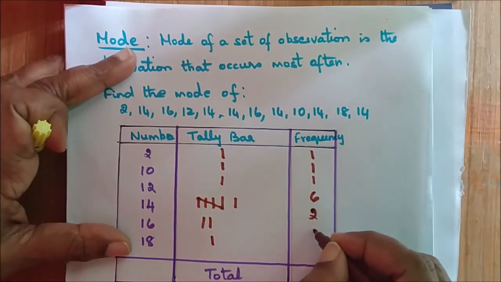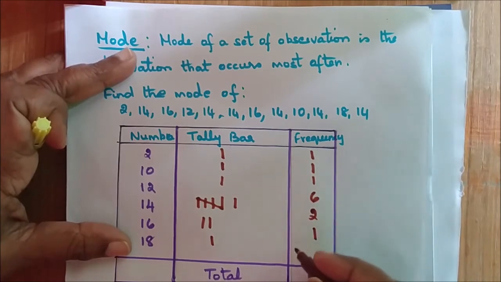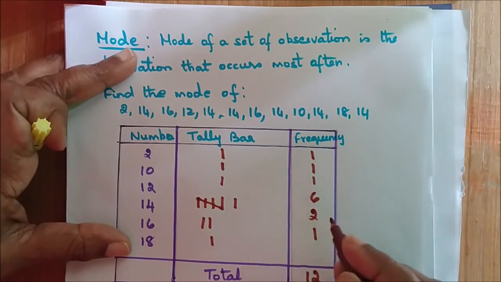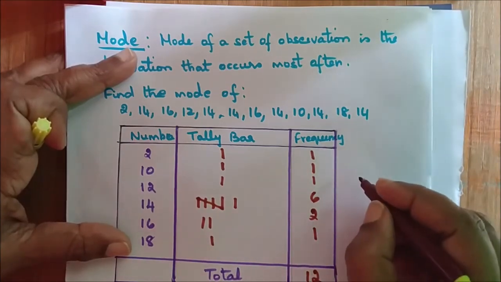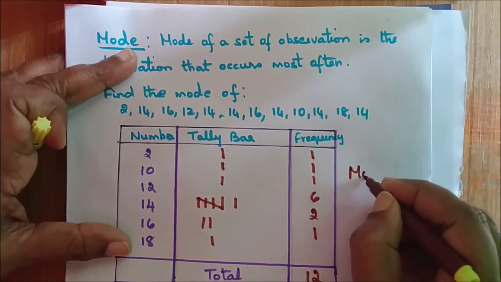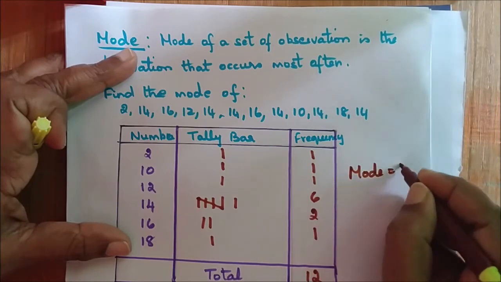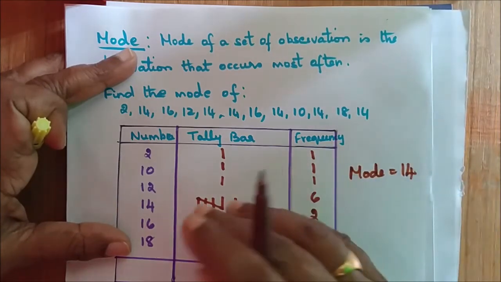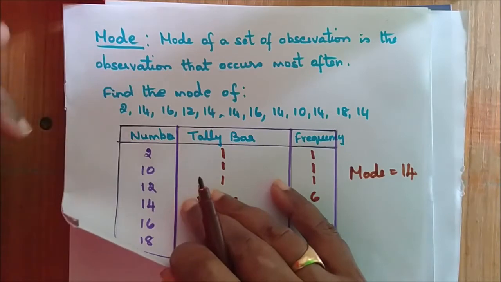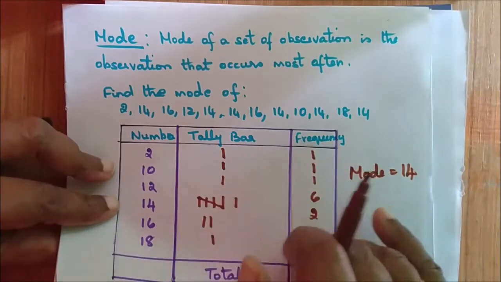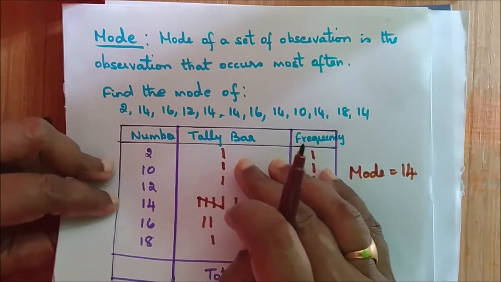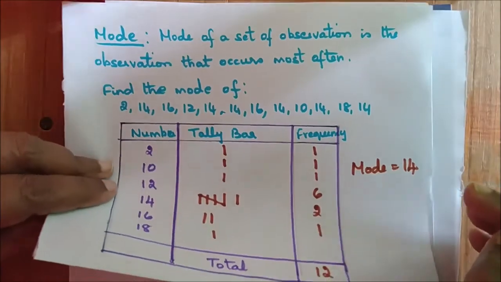Now what is the total? Total is 12. So which is the number that occurs the most? 14 is the number that occurs the most. So mode is equal to 14. I hope you understood how we calculated the mode, and how, using tally bars, we found the frequency.